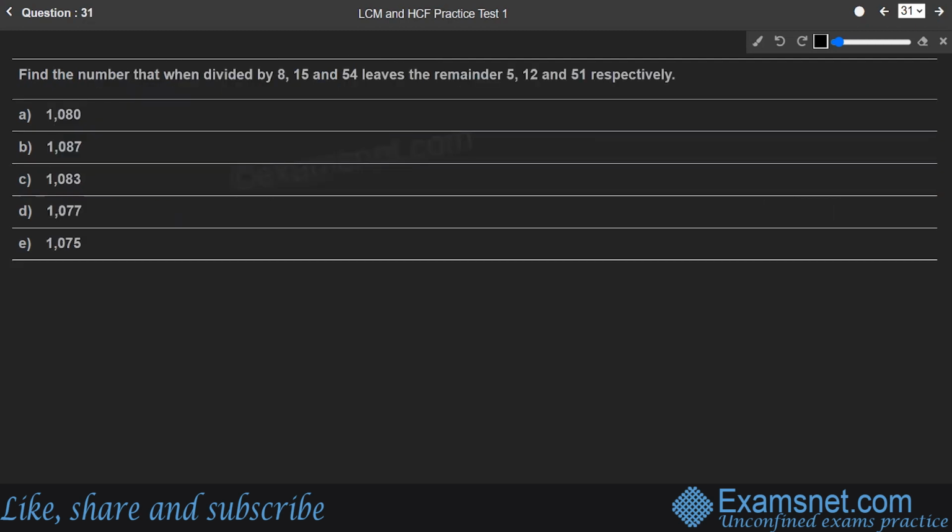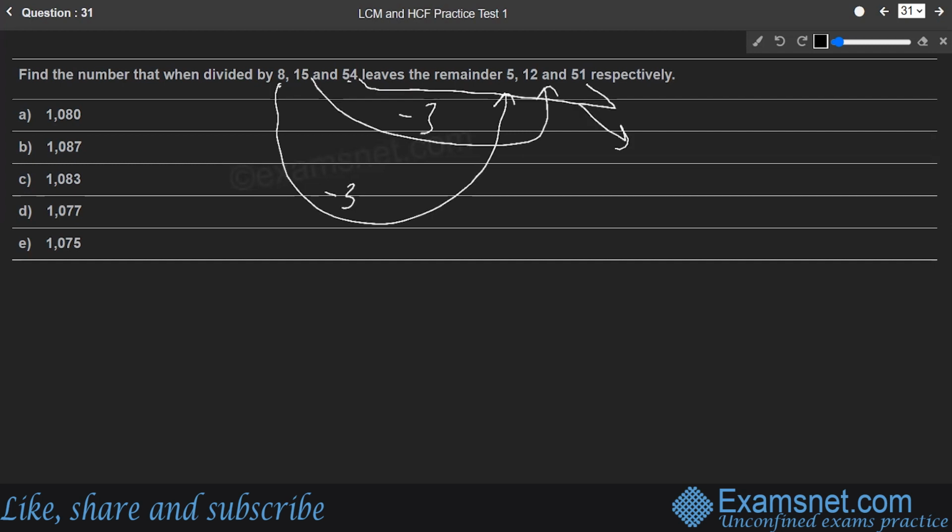Okay, let's have the next one. Find the number that when divided by 8, 15, 54 leaves the remainder 5, 12, 51 respectively. Okay, number when divided by 8, 15 and 54, the remainder should be 5, 12, and 51 respectively. So clearly, there is a pattern being seen. Between 8 and 5, there is a difference of 3. Between 15 and 12, there is a difference of 3 again. Between 54 and 51, there is again a difference of 3.